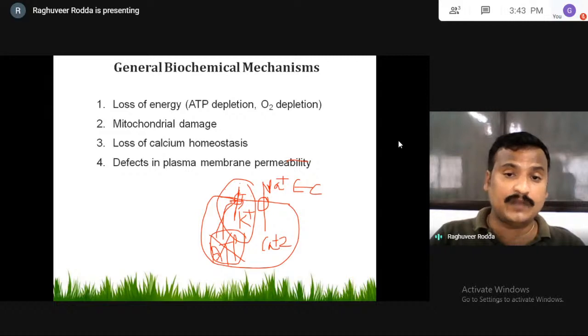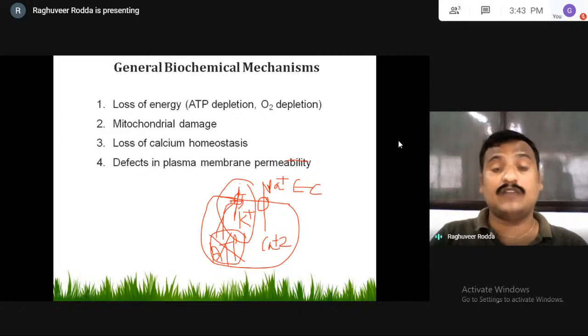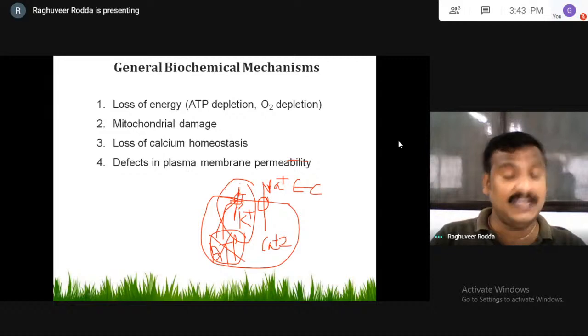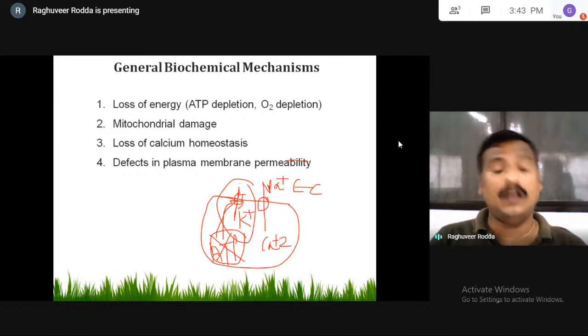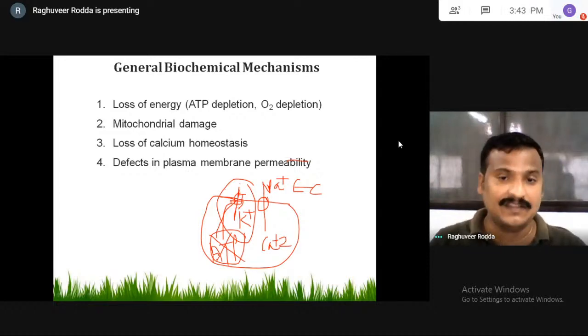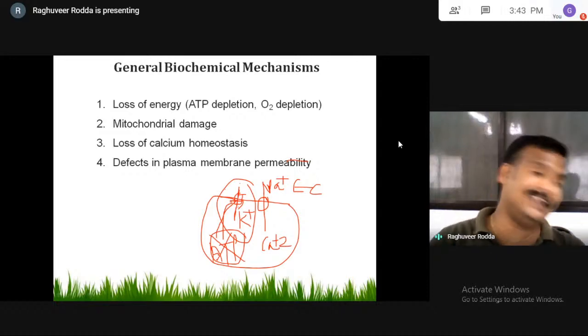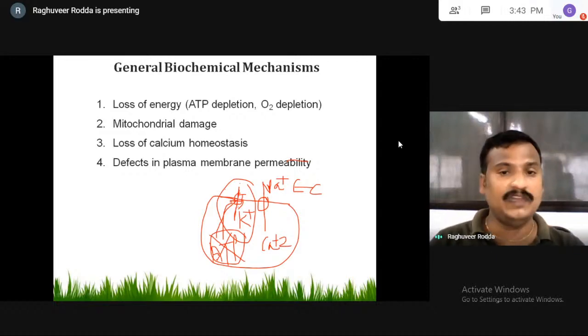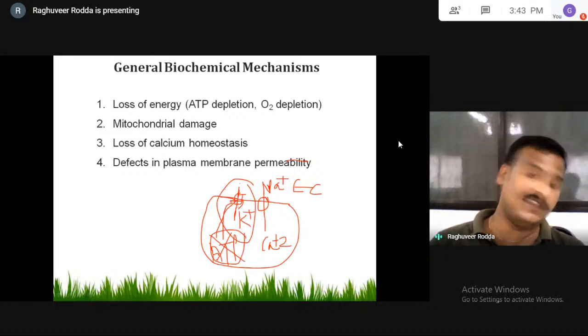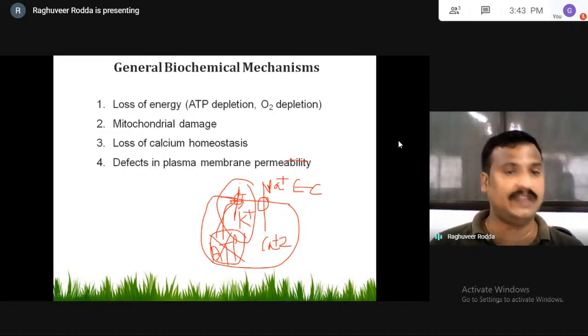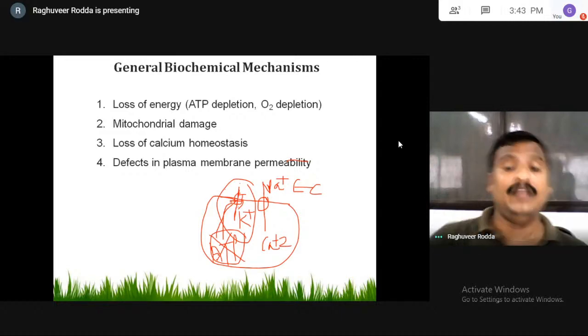The pumps work in the presence of ATP, and ATP-driven pumps completely lose their activity. So even though concentration gradients are created, they are unable to move the ionic substances across the plasma membrane to maintain homeostasis. Such plasma membrane permeability defects take place and also lead to the injurious condition. That is only because of the loss of energy, or depletion of ATP molecules.